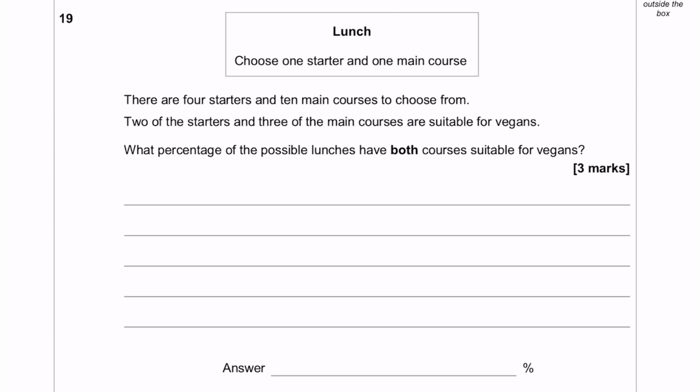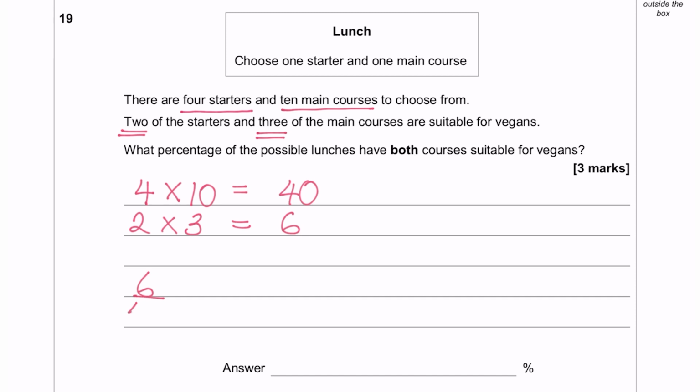Question 19. There are 4 starters and 10 main courses to choose from. 2 of the starters and 3 of the main courses are suitable for vegans. What percentage of the possible lunches have both courses suitable for vegans? So the total amount of options is 4 times 10, so there's 40 total options. For vegan, there's only 2 times 3, so there's only 6 options. They want a percentage, so we're going to do 6 over 40. To make it a percentage, we times by 100, and we get 15, so that would be 15%.